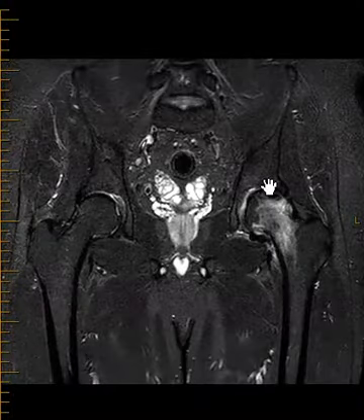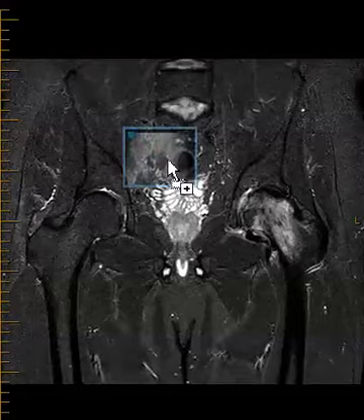But this is a case of avascular necrosis of the left femoral head, again not apparent on the x-rays.